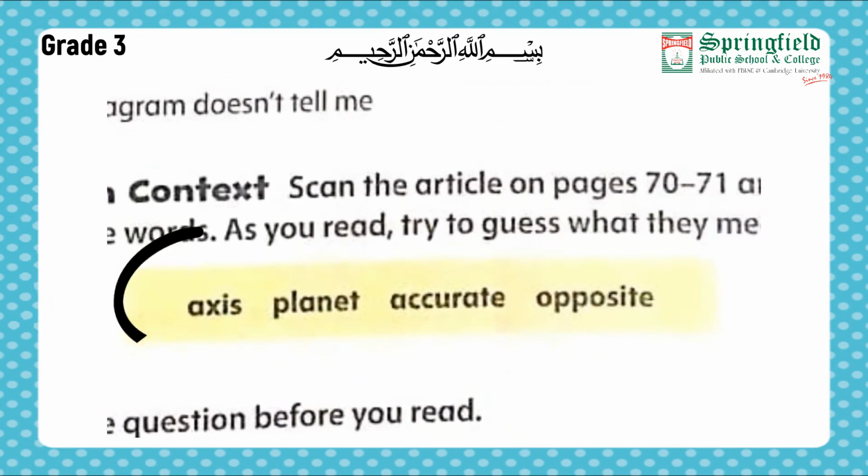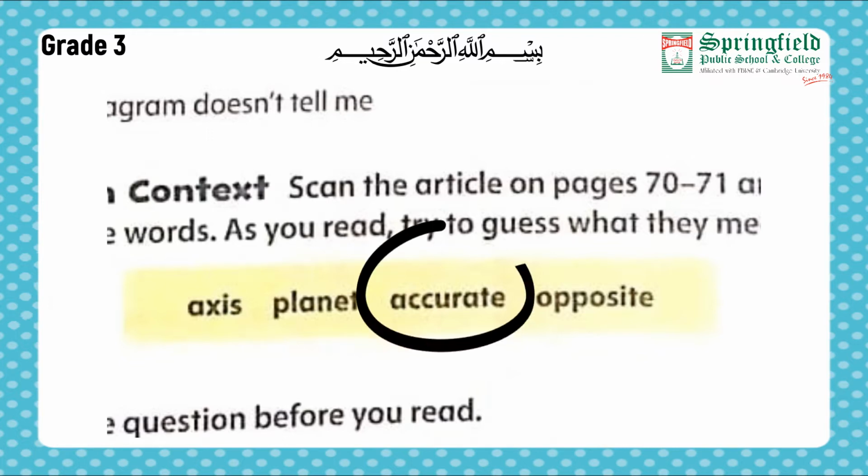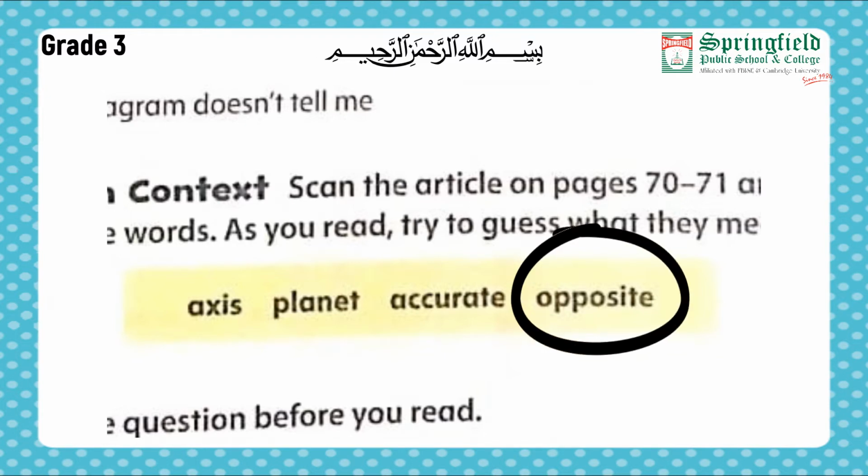Our first word is axis. Axis is a straight line by which a geometric figure rotates, as our Earth is spinning on its axis. Our next word, planet. Planets are large celestial bodies that are revolving around the Sun. Our next word is accurate. Accurate means free from error. Our next word, opposite. Opposite is something as different as possible. As we say, we are completely opposite. That means we are completely different from each other. So students, these were our vocabulary words.